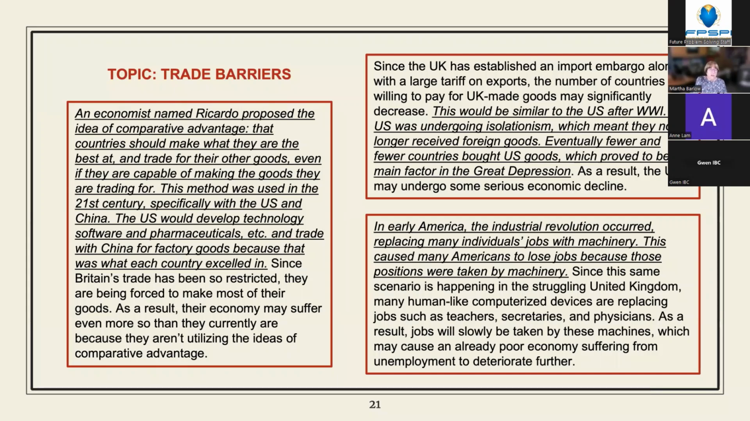And this method was used in the 21st century, specifically with the US and China. The US would develop technology, software, and pharmaceuticals, et cetera, and trade with China for factory goods, because that was what each country excelled in. So that was their research information. And then since Britain's trade has been so restricted, they are being forced to make the most of their goods.